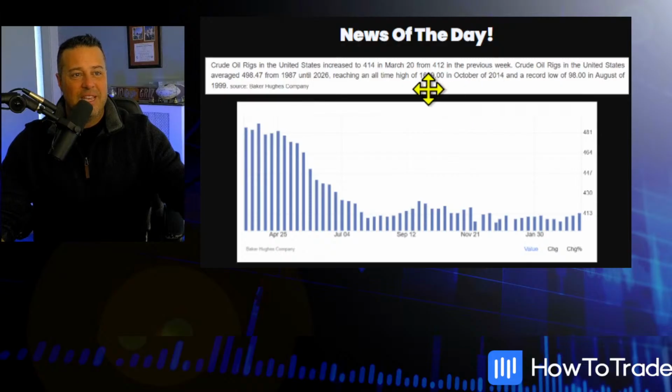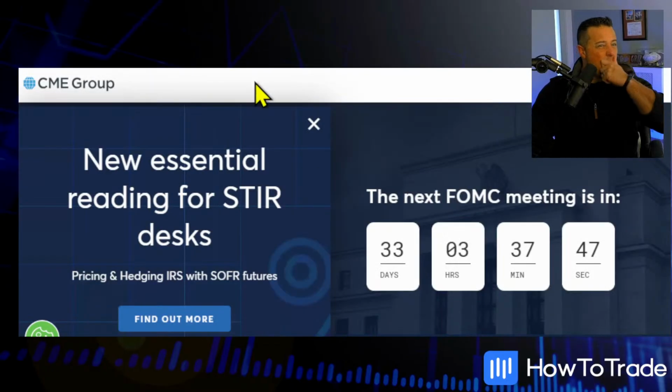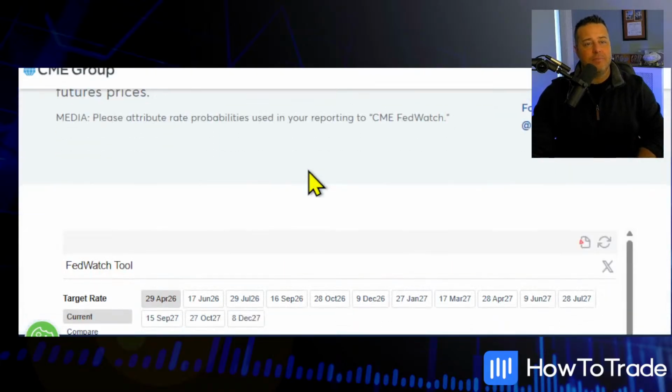Back in 2014, 1,609 rigs. That was the big shale oil boom over in the Bakken oil fields. I was there. I saw it. That was when we were drilling 24 hours a day, and anybody that could get a rig out there did, because oil was worth about $100, $120 a barrel. Big time stuff. Interest rate expectations, they're changing.